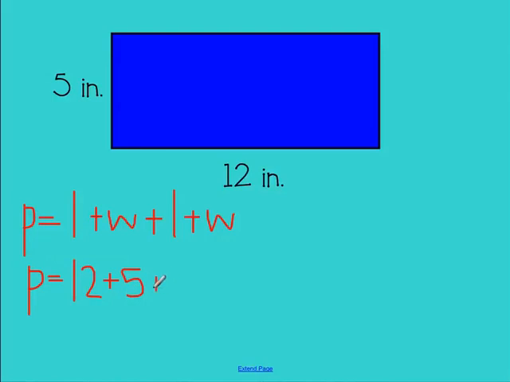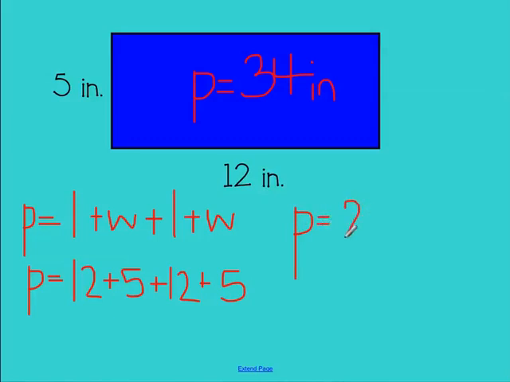12 plus 5 plus 12 plus 5. And we come up with a perimeter when I add all 4 of those numbers. 12 plus 5 is 17. And 17 plus 17 is 34. And don't forget your unit. Perimeter is 34 inches. And if I use the other formula, I would get the exact same answer. Perimeter equals 2 times 12 plus 5.